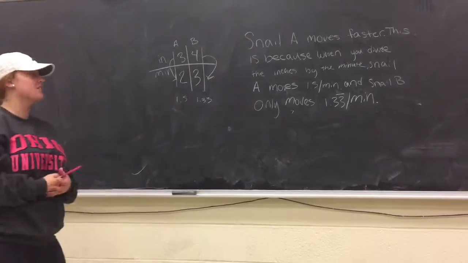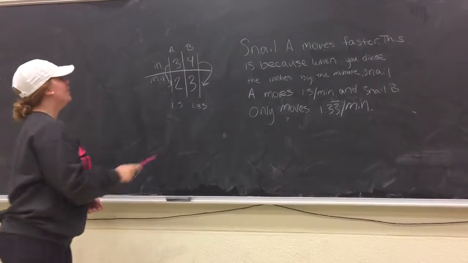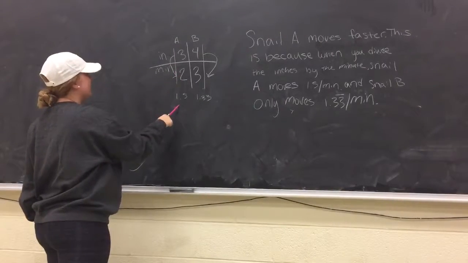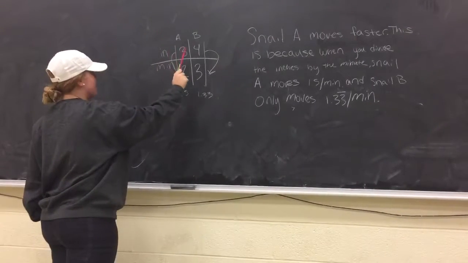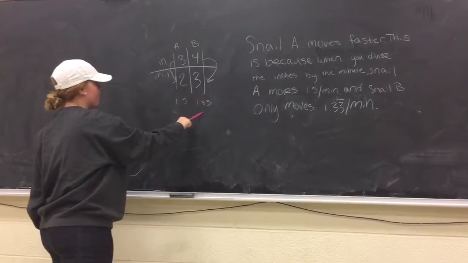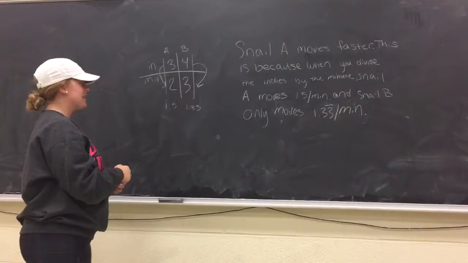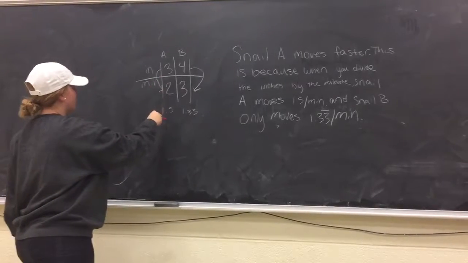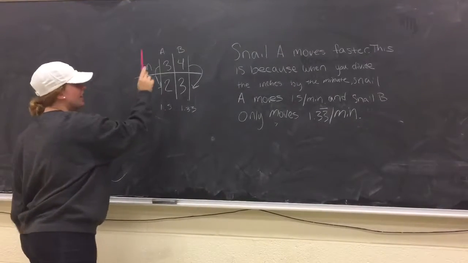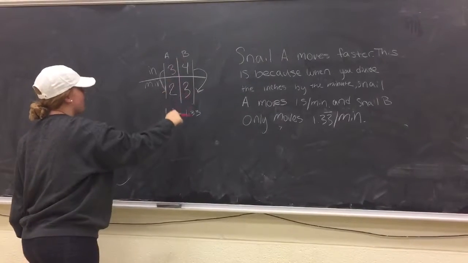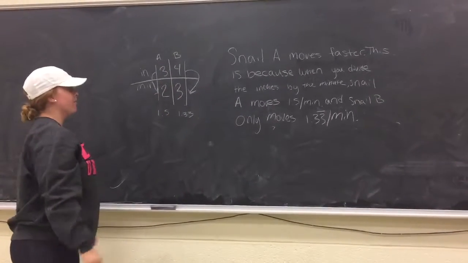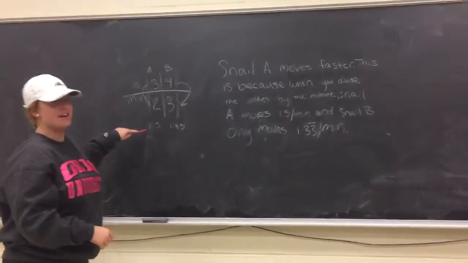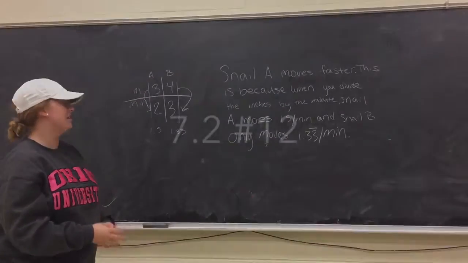So what we did to determine who was going faster was we divided the inches by the minutes to get 1.5 for snail A, and then 4 divided by 3 to get 1.33 for snail B. And what this means is that snail A is going 1.5 inches per minute, and snail B is going 1.33 inches per minute. So therefore, snail A is faster because they are going a longer distance in the same amount of time.